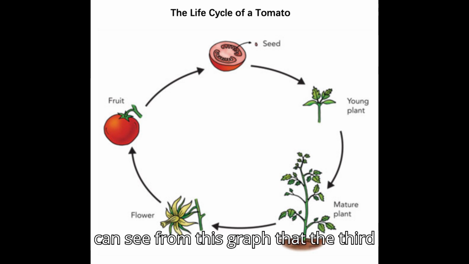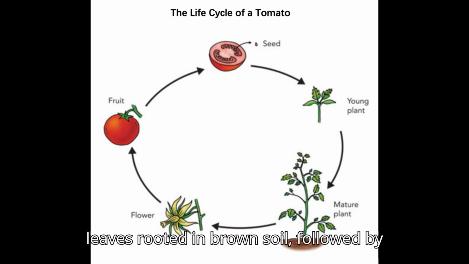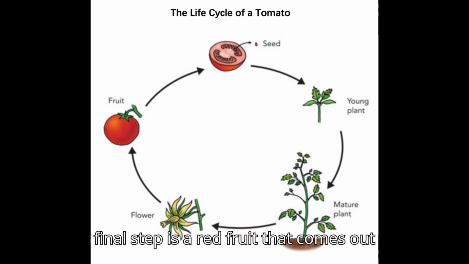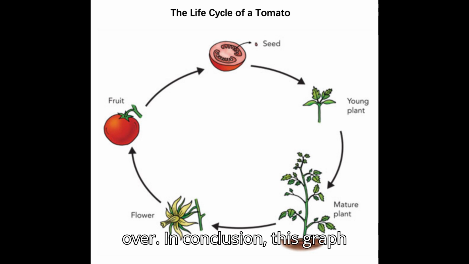You can see from this graph that the third step is a mature tomato plant with green leaves rooted in brown soil, followed by a flower as the fourth step. The final step is a red fruit that comes out of the flower, and the cycle will start over. In conclusion, this graph is very informative.